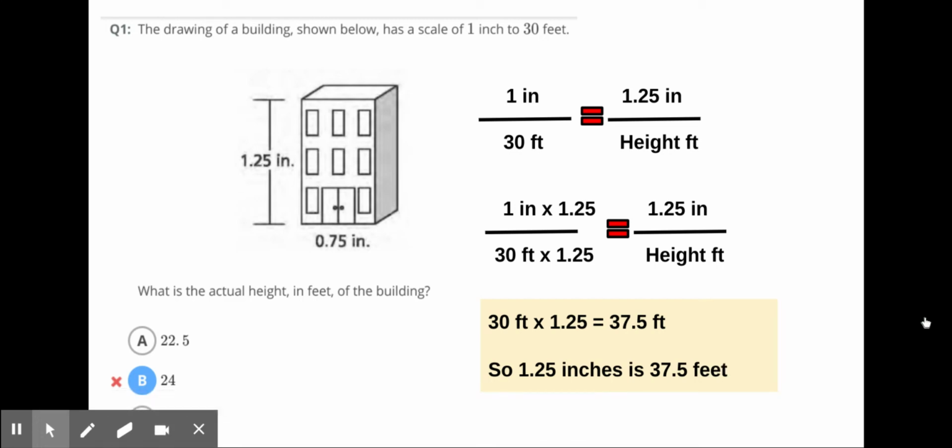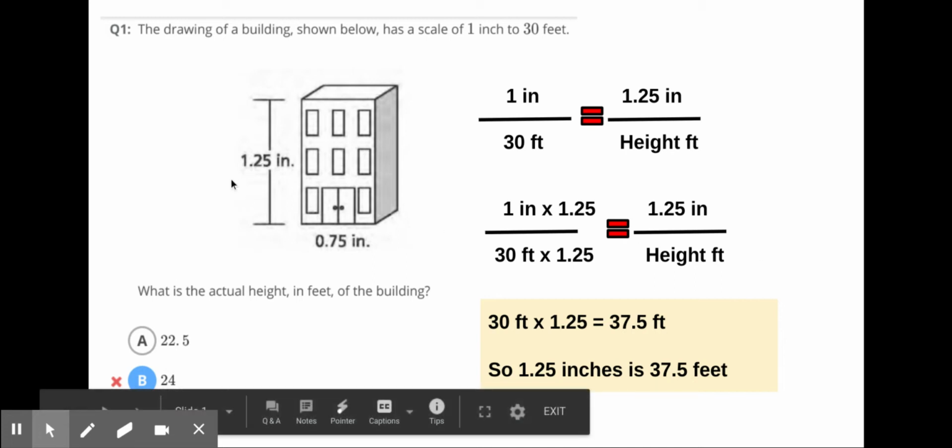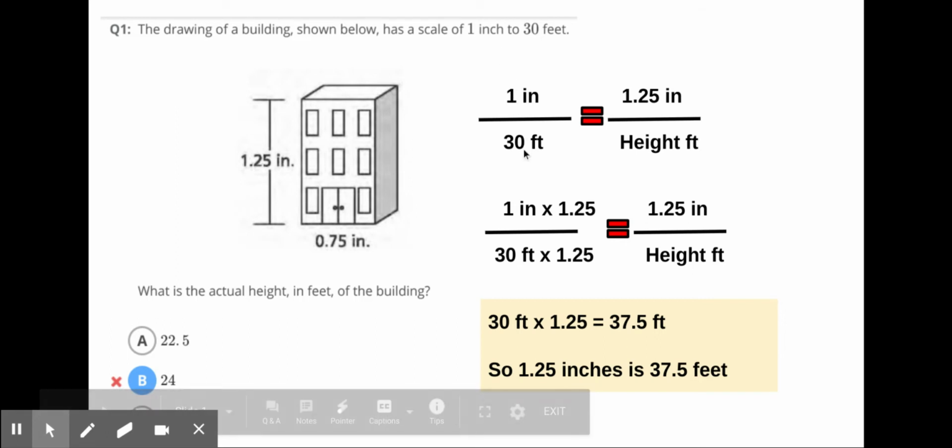All right, looking at question 1 here. The drawing of the building shown below has a scale of 1 inch equals 30 feet. What is the actual height, in feet, of the building? So we have 1.25 inches. Well, think about our scale here. Everything starts with a scale, 1 inch equals 30 feet.